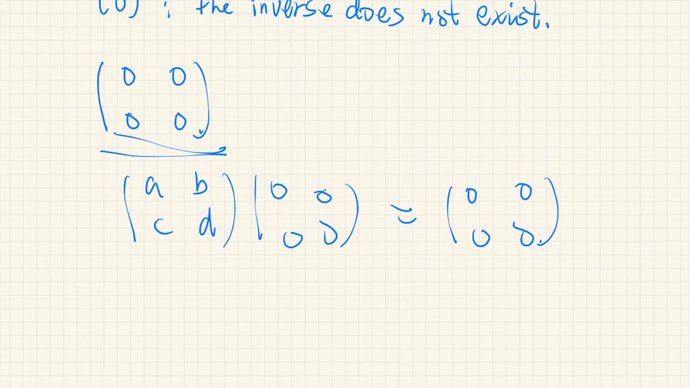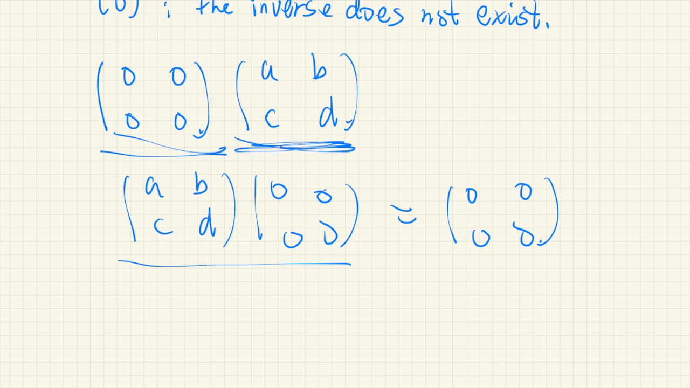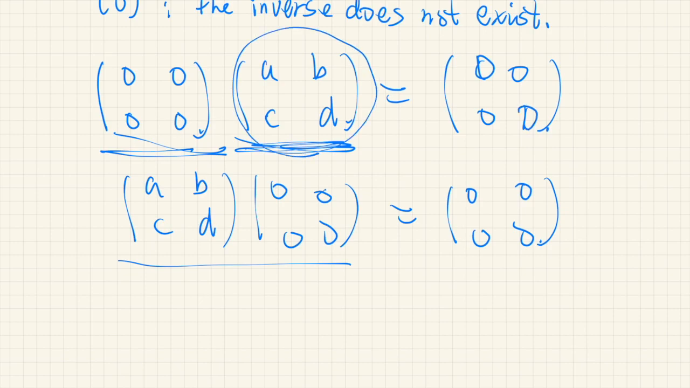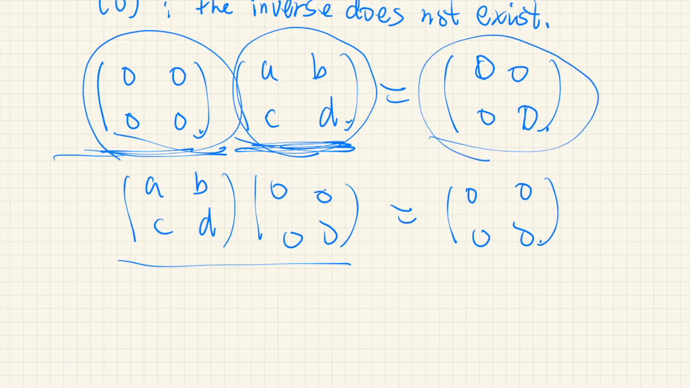Or maybe this was wrong. We should multiply from the right. Let's say A, B, C, D is the inverse matrix of 0, 0, 0, 0. Then the product should be equal to the identity matrix. But this cannot happen because the result is always the zero matrix, right? For any matrix here, if we multiply the zero matrix from the left, the result is the zero matrix. It cannot be equal to the identity matrix.